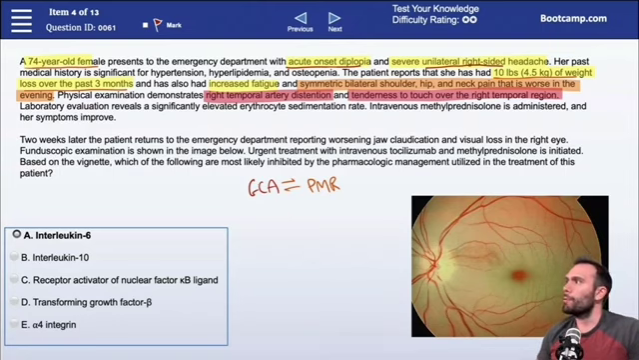All right, so let's kind of keep reading here. Laboratory evaluation reveals a significantly elevated ESR. All right, we talked about this before, ESR, CRP, they're kind of non-specific markers of inflammation.